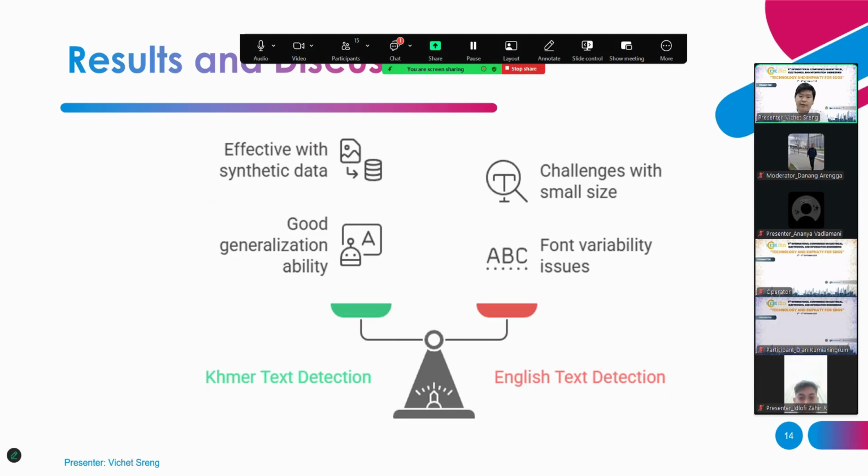For the Khmer text detection, our model shows strong and effective performance on the synthetic dataset. That means our generated synthetic dataset successfully captures the characteristics of real-world Khmer text. In contrast, the English text detection faces more challenges. The first challenge is the small size of the English text in the Cambodian banner shop, and other challenges such as font variation.